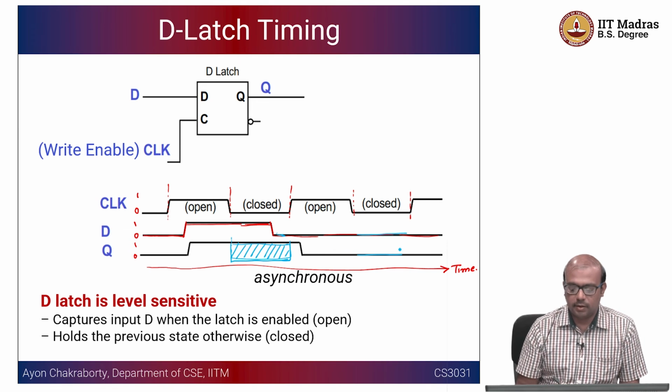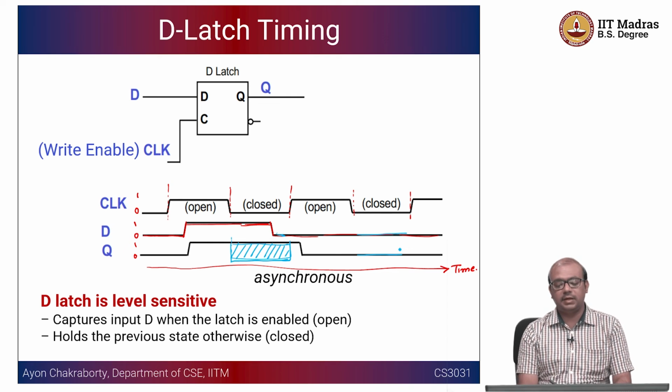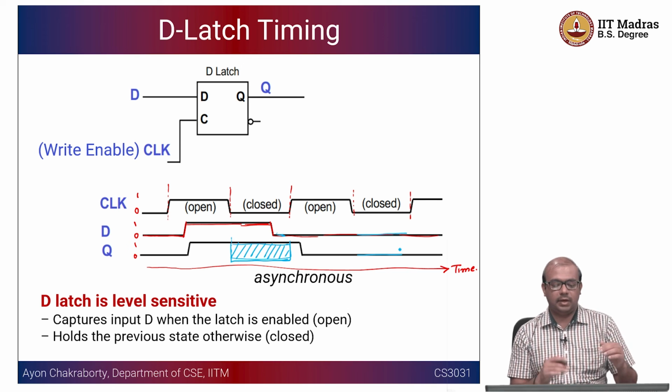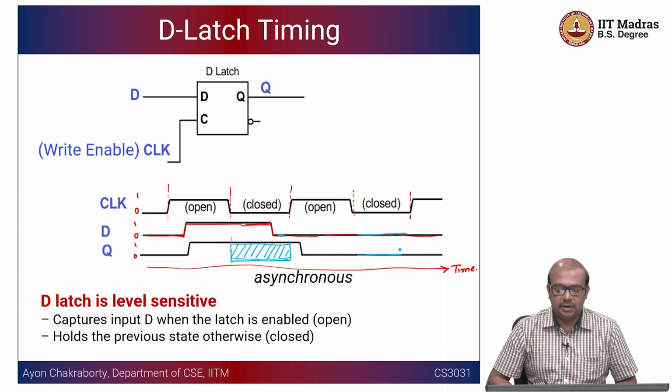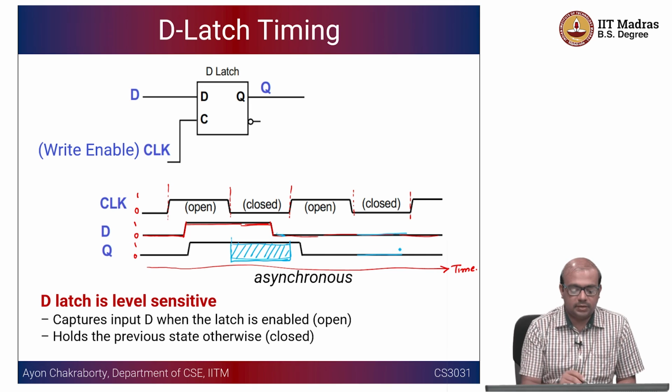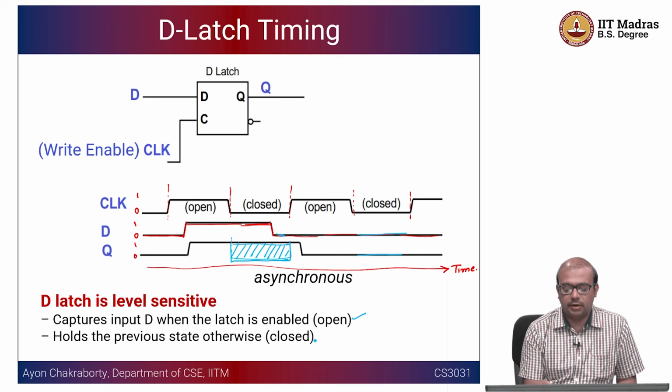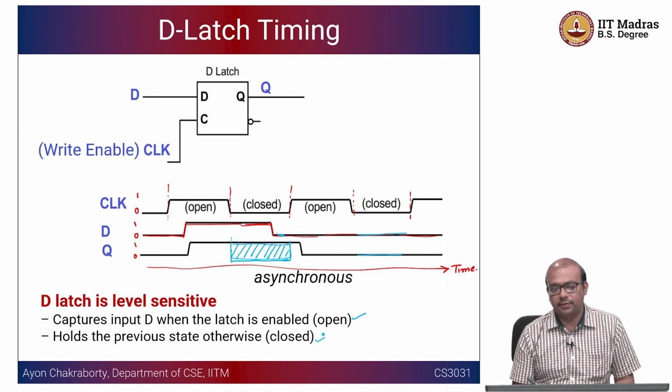Okay, the problem with this particular thing is that it is highly asynchronous, right? So it is very difficult to have the values of D and Q deterministically reflected, because the clock in this particular fashion does not have any synchronicity with the inputs. Okay, so it captures the input D when the latch is enabled and holds the previous state otherwise, whenever it is closed. So we call this level sensitive.